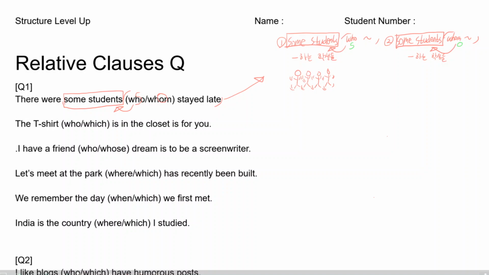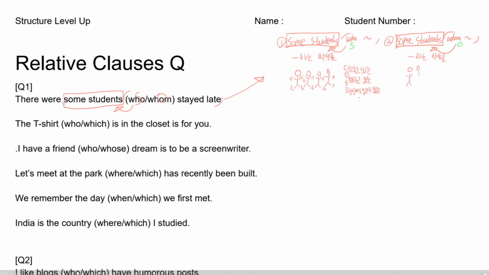Some students who. So some of the examples that come to my mind would be 달리고 있는 학생들, 공부하고 있는 학생들, 책상에 앉아 있는 학생들, etc., etc. Right? So these are subjective sentences that could modify the noun. How about the second one? Some students whom 뭐뭐 하는 학생들.